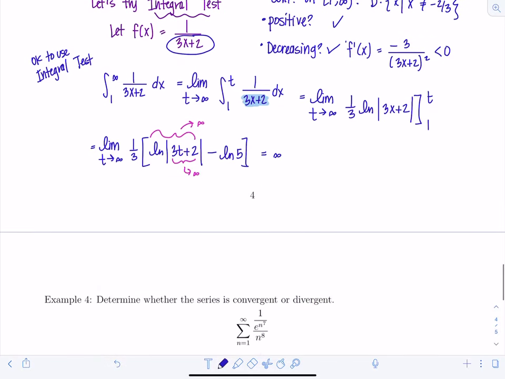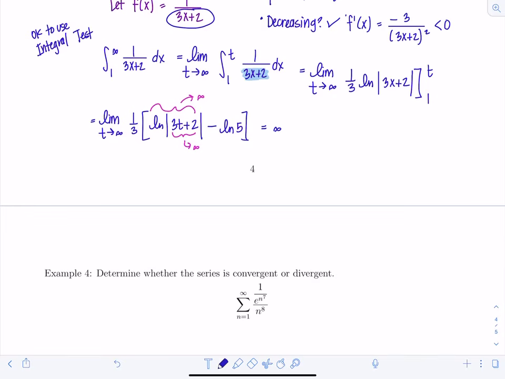So what does that tell me? Well, this means that the sum from n equals 1 to infinity of 1 over 3n plus 2 also diverges by the integral test.